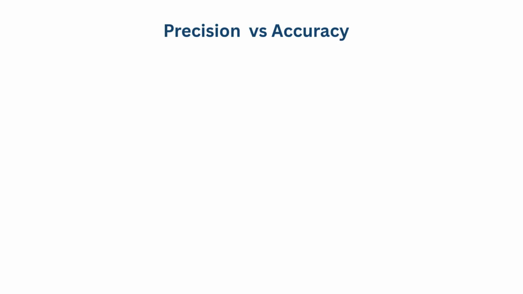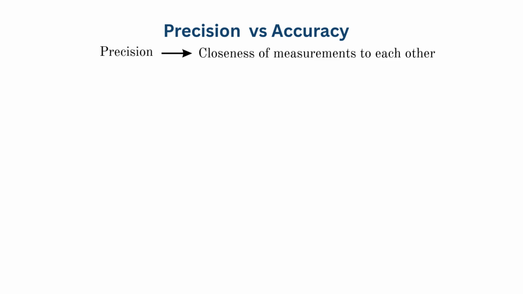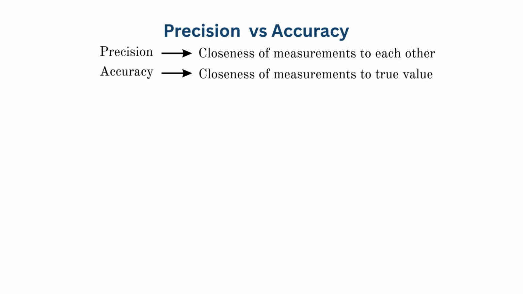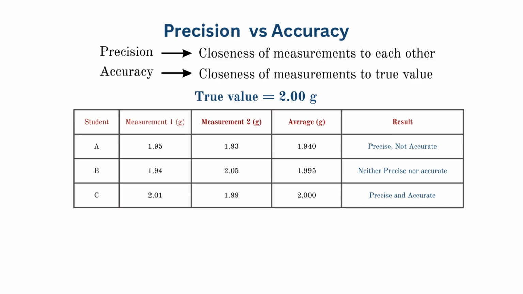Students often confuse precision and accuracy. Precision refers to how close repeated measurements are to one another. Accuracy refers to how close a measurement is to the true value. For example, suppose the true value is 2.00 grams. So here is a table given for 3 students A, B and C. 2 measurements are given, measurement 1 and measurement 2, and an average of these measurements is given.